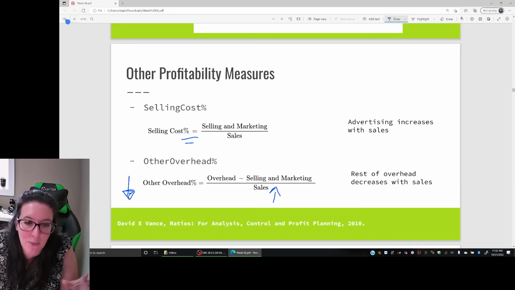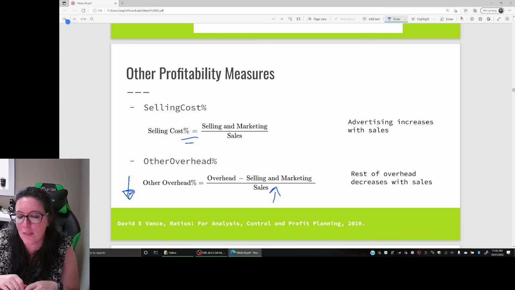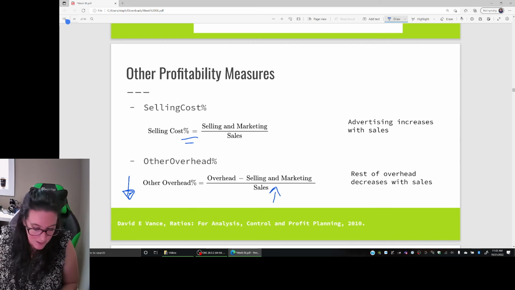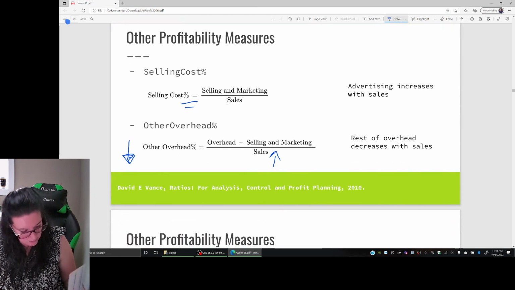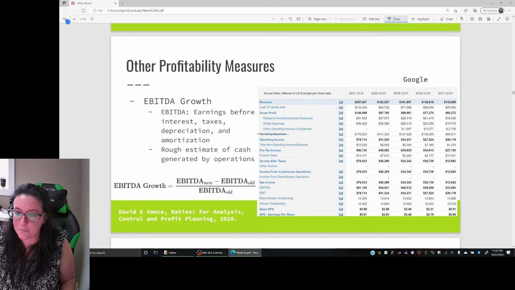We can spread out the cost of our leadership. We can spread out the cost of the insurance that we're paying, because that's a fixed amount. So the more we sell, the more we should be able to spread it across the money that we're making. So these are some other profitability measures. And let's look at one more before we end this video clip here.